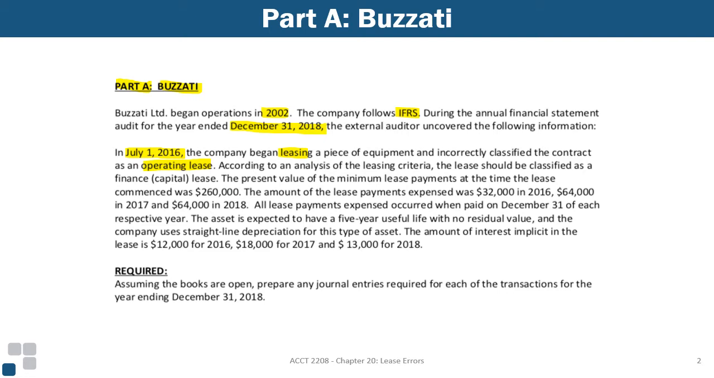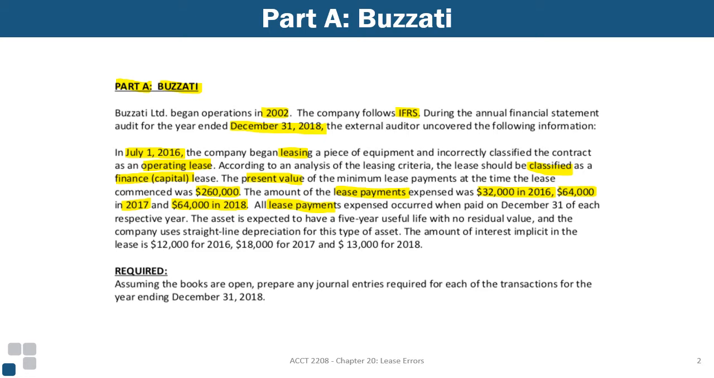Now, according to the analysis of the lease criteria, of course, it should have been classified as a finance or capital lease. The present value of the minimum lease payments at the time was $260,000. The lease payments expensed in each year were $32,000 for 2016, $64,000 for 2017, and $64,000 for 2018. And all lease payments were expensed when incurred on December 31st.